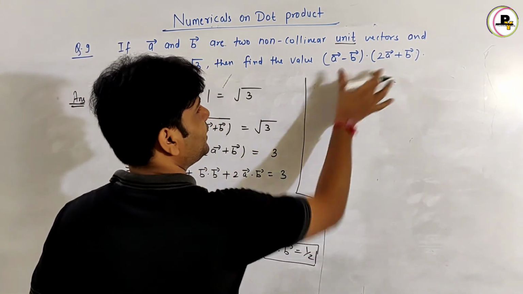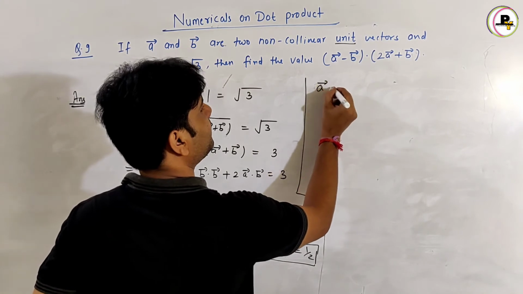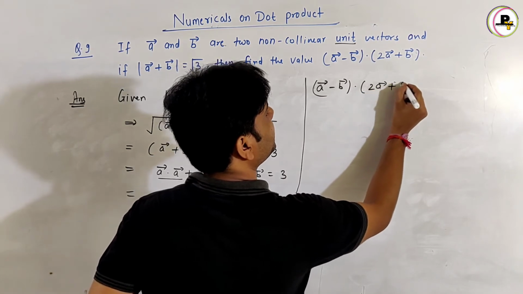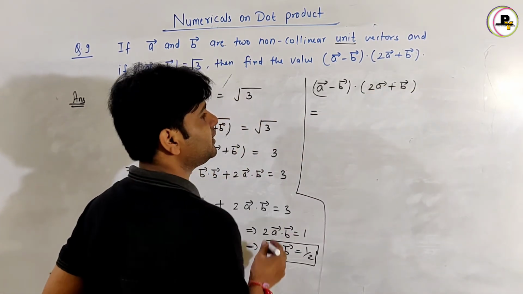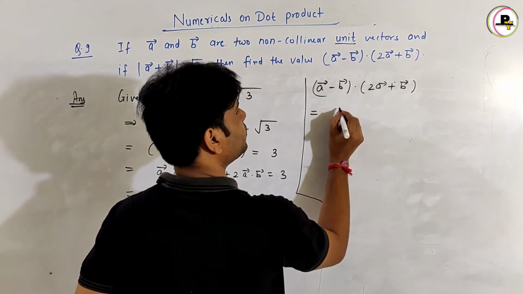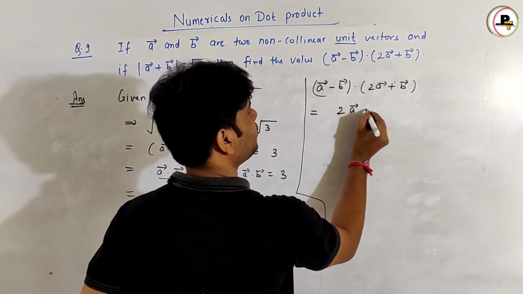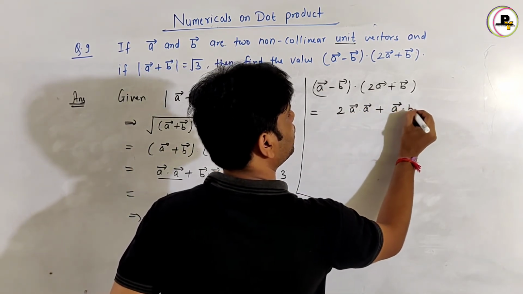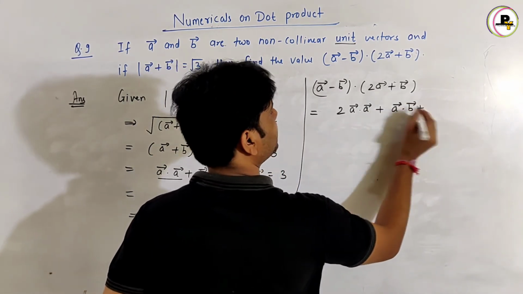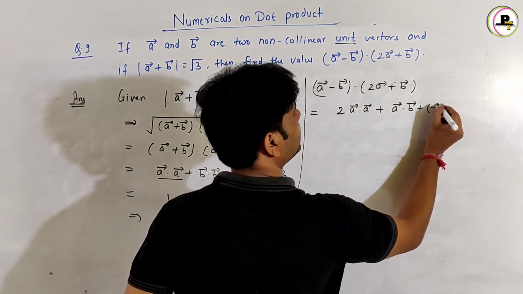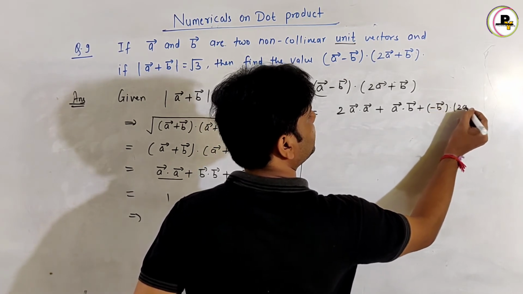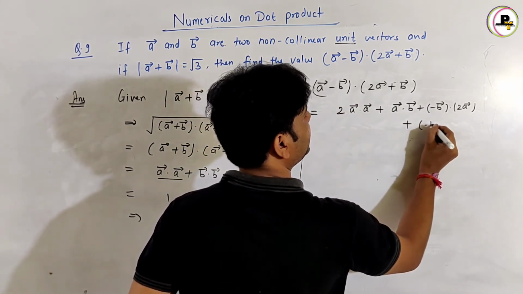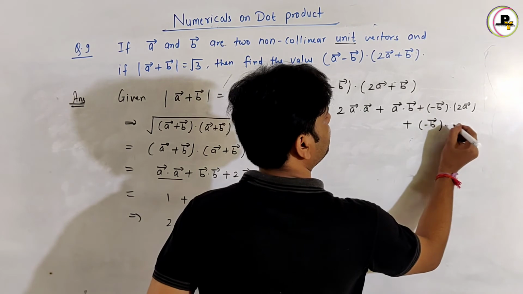Now let's find out this value. So A vector minus B vector dot 2A vector plus B vector will be equal to 2 times A vector dot A vector, plus A vector dot B vector, plus I will get here minus B vector dot 2A vector, and plus I get minus B vector dot B vector.